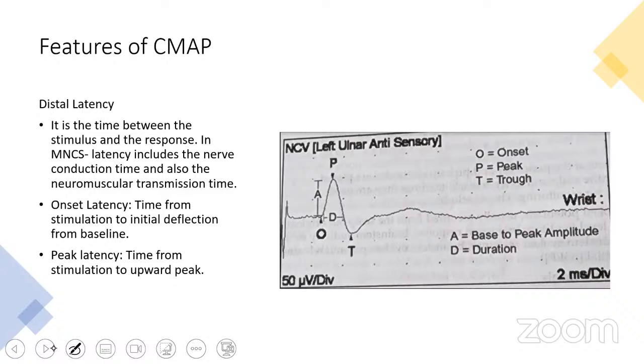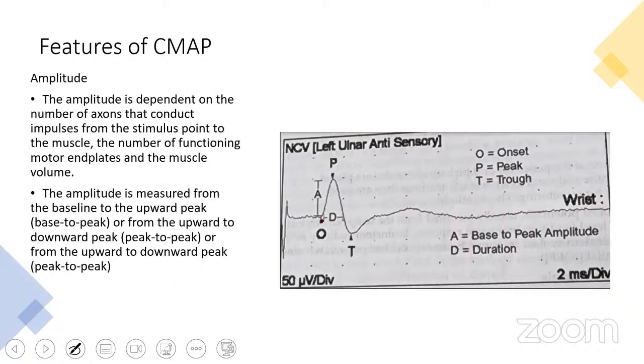The time from the stimulation to the initial deflection from the baseline is the onset latency. Peak latency is the time from the stimulation to the upward peak. But what we are interested in is only this. This is the onset latency. This is our distal latency.